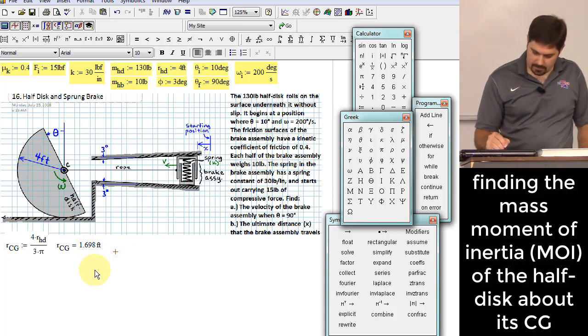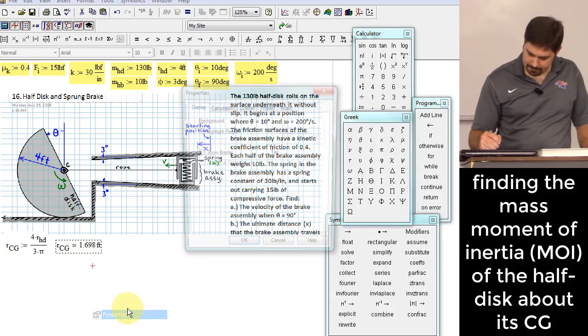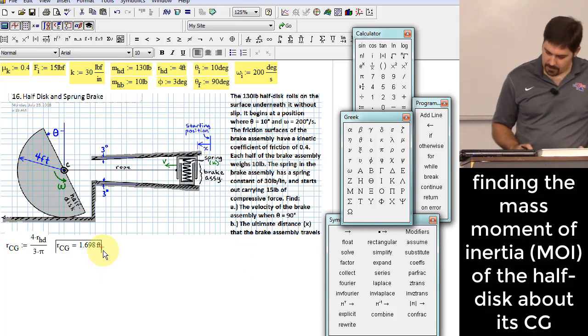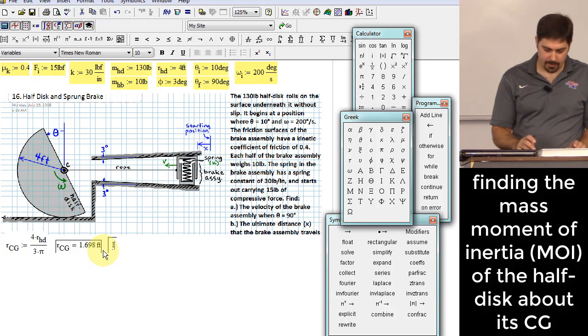All right, and put a border on that. All right, so now what? Now I'm going to figure out what my moment of inertia is about my center of gravity.